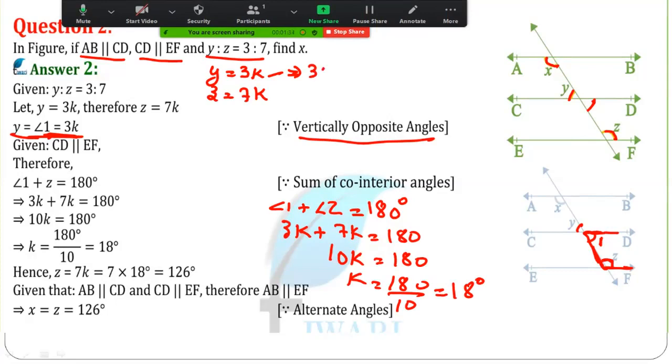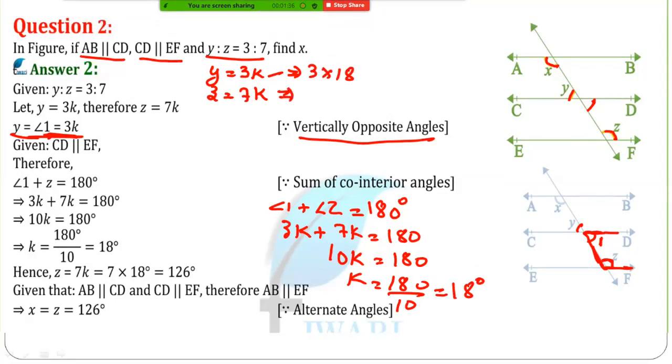So the value of Y is 3 into 18 and the value of Z is 7 into 18. So the value of Z is 126. The value of Y is 3 into 18, so that is your 54.